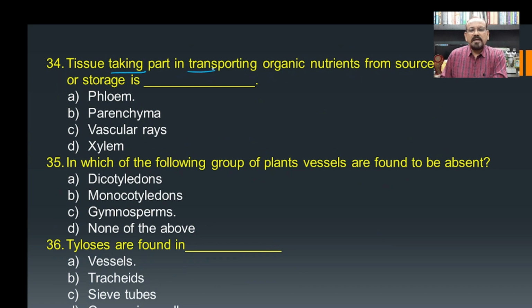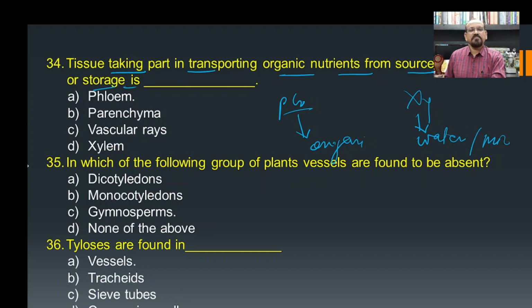Then, the tissue taking part in transporting organic nutrients from source to storage is? We know that the phloem is involved in transport of organic matter, and the xylem is involved in transport of water and minerals, and hence the answer is phloem. In which of the following groups of plants are vessels found to be absent? Earlier we have seen that in the gymnosperms the vessels are absent and they are present in the angiosperms.